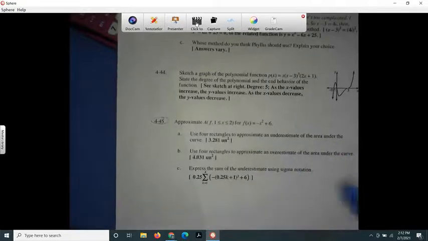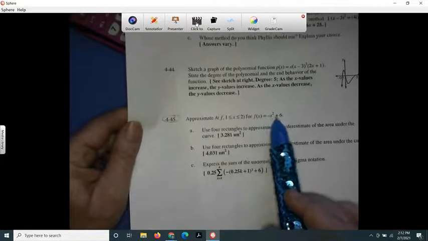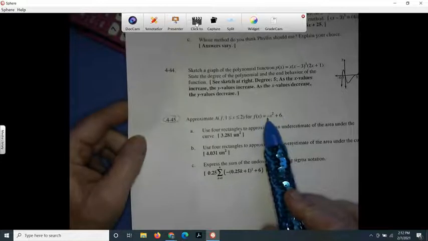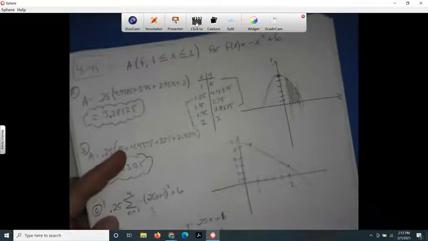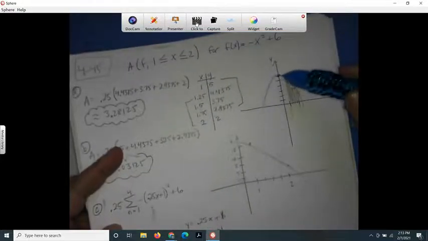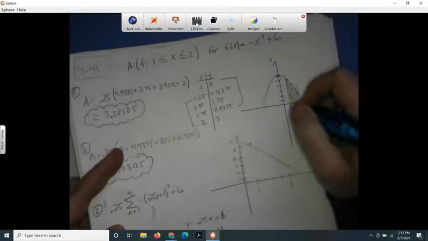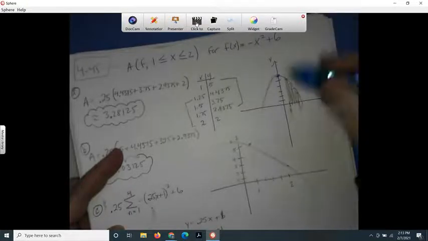So it might help if you knew what the curve looks like. It looks like our parent function, the parabola, but it's a downward facing parabola, and it's lifted up by 6. So I drew a little picture of it. You don't have to draw the picture, but you need to know that it's a decreasing function on our interval between 1 and 2.